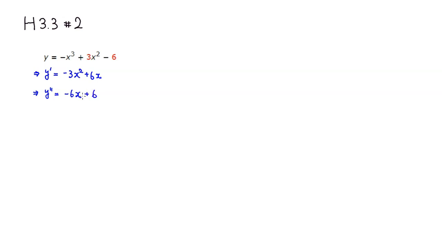Then we're going to try to set this equal to 0. We can factor out negative 6 if you want. So you have negative 6 times x minus 1 is equal to 0, since 6 divided by negative 6 is negative 1. Which gives you that x is equal to 1, where the second derivative is 0. So we can do a number line. Draw a number line, and I'm going to put a tick mark at 1.